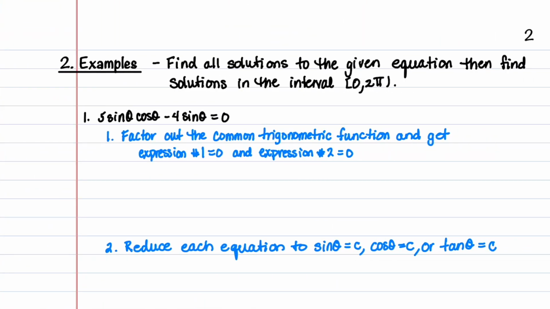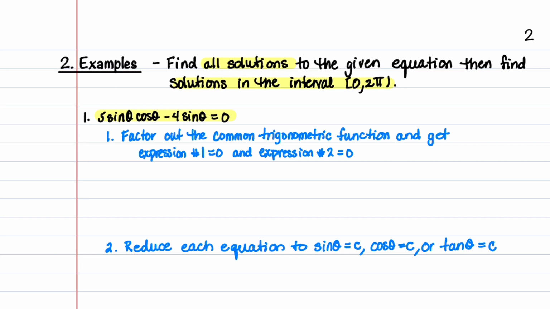Let's now walk through our 3 example problems. For all of these problems, we're going to find all solutions to the given equation and then find solutions in the interval from 0 up to 2 pi. Our first equation that we'll solve is 5 sine theta cosine theta minus 4 sine theta is equal to 0.